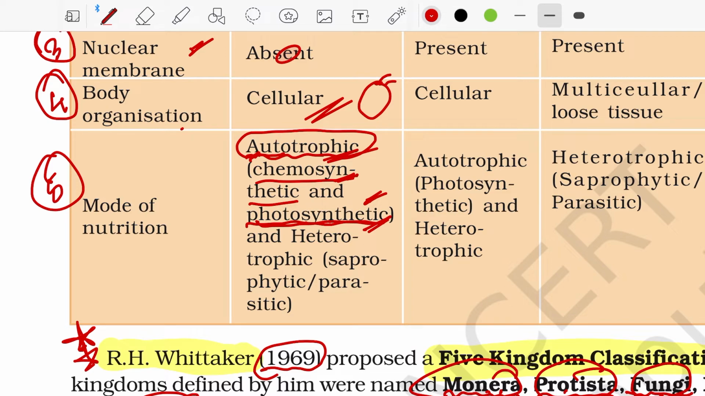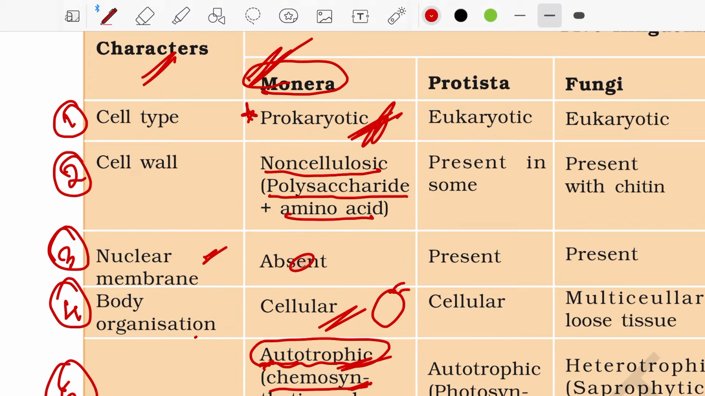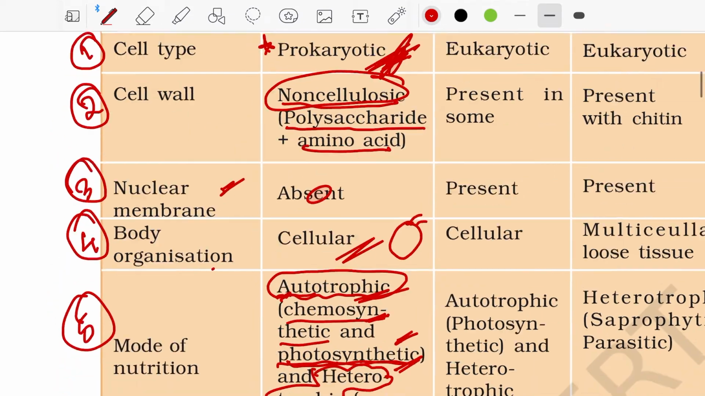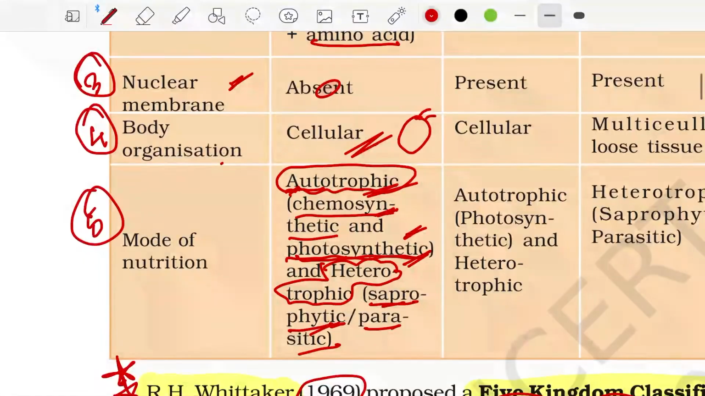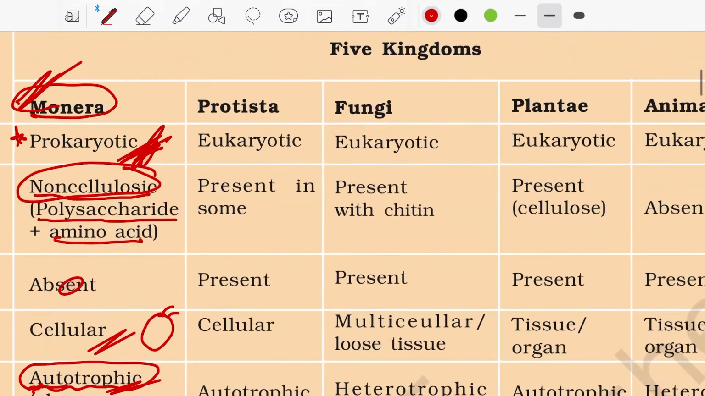The second set of mode of nutrition is heterotrophic. Heterotrophs don't prepare food for themselves but depend on other organisms for their food, like saprophytic or parasitic. Saprophytes feed on dead organisms. Parasites feed on other living organisms for their existence. Alright, this is about Monera. The main features: they are prokaryotes, non-cellulosic, the nuclear membrane is absent, body organization is cellular, and the mode of nutrition is autotrophic and heterotrophic.